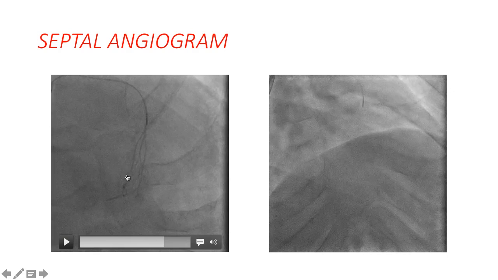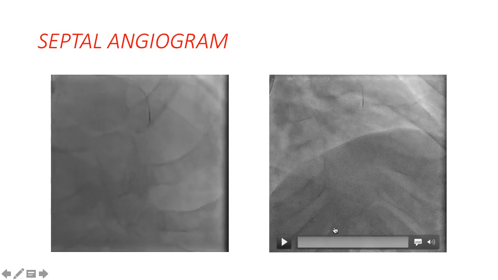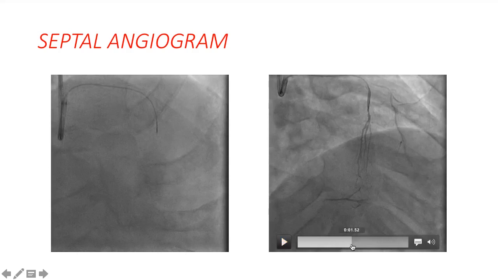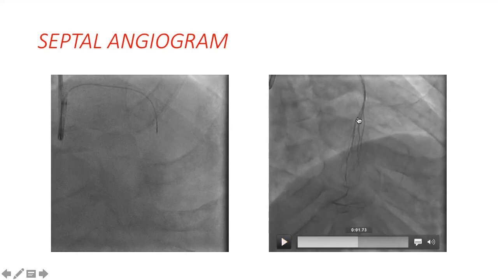So we have chosen this septal, and you can see in this plain RAO view that this septal is clearly connected with the PDA, but there are bad loops here, here, and here. So it's a bit of a loopy septal collateral, but it's almost CC2. The only thing is the tortuosity is a bit more.